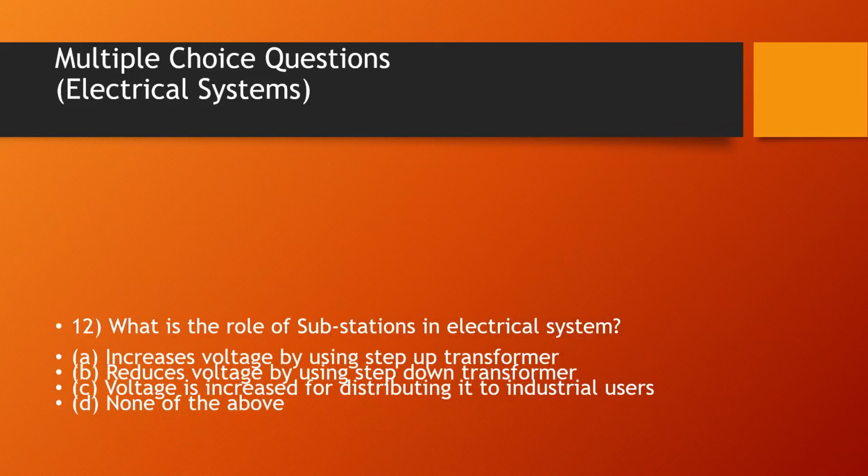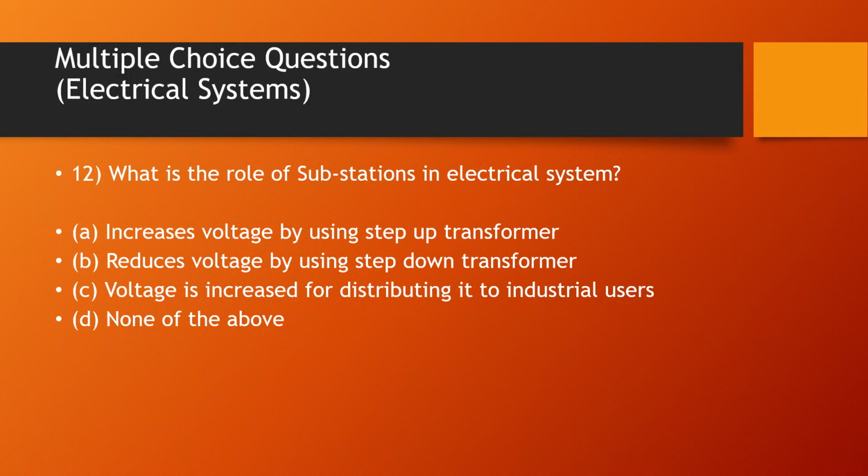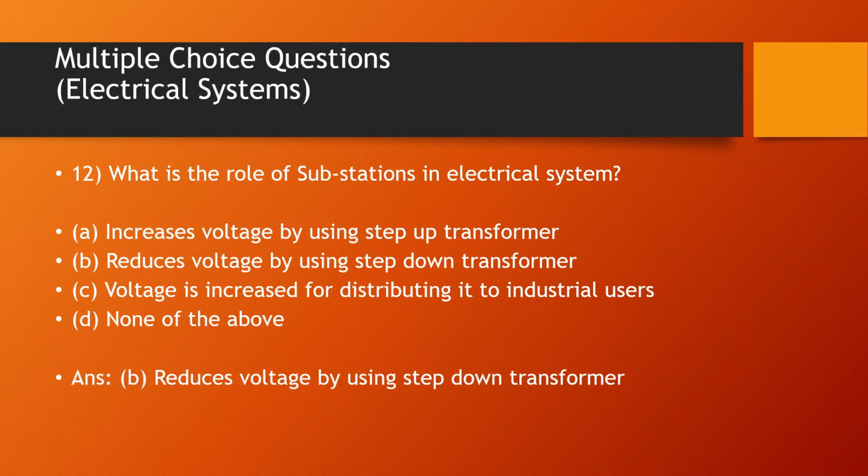Now coming to the next question, what is the role of substations in electrical system? Option A is increases voltage by using step-up transformer. Option B is reduces voltage by using step-down transformer. Option C is voltage is increased for distributing it to industrial users. Option D is none of the above. And the answer to this question is option B, that is reduces voltage by using step-down transformer.